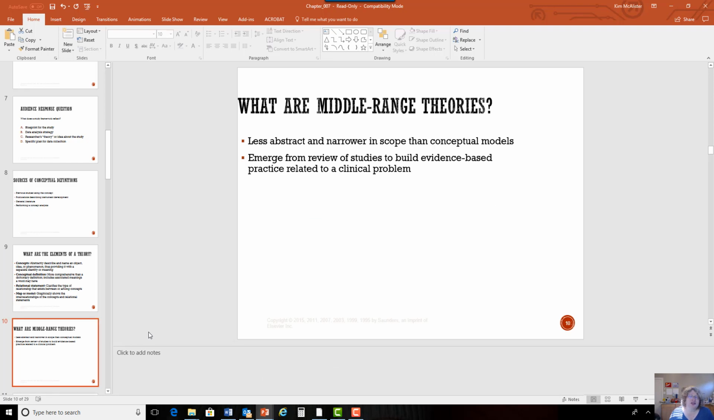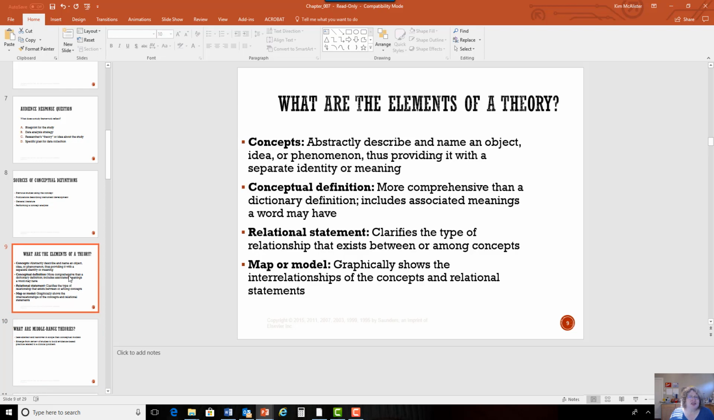A mid-range study is less narrow in scope than a conceptual model. In nursing, what may help you kind of connect this together, the conceptual models such as Orem self-care, we call those nursing grand theories because they're bigger than a mid-range theory. So Watson's theory of caring, Roy's adaptation model, these are grand theories.